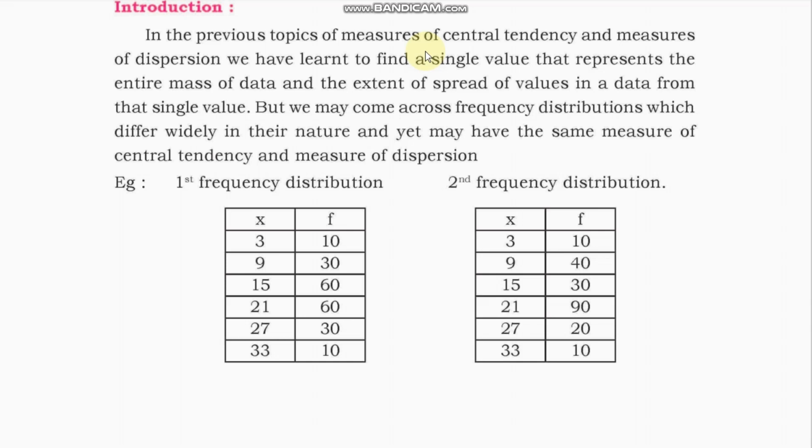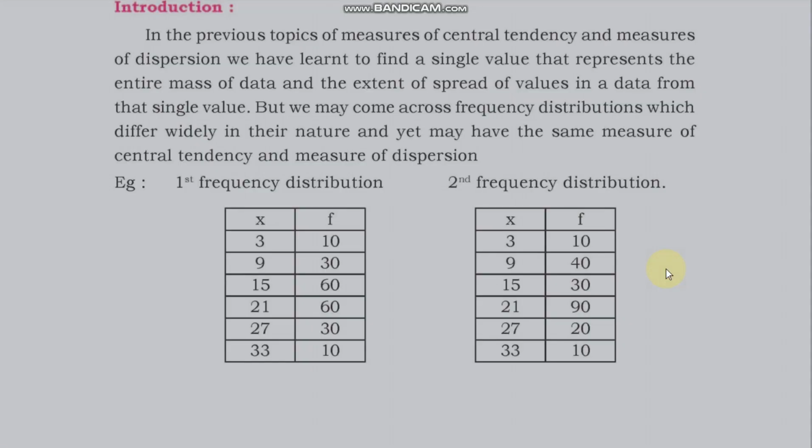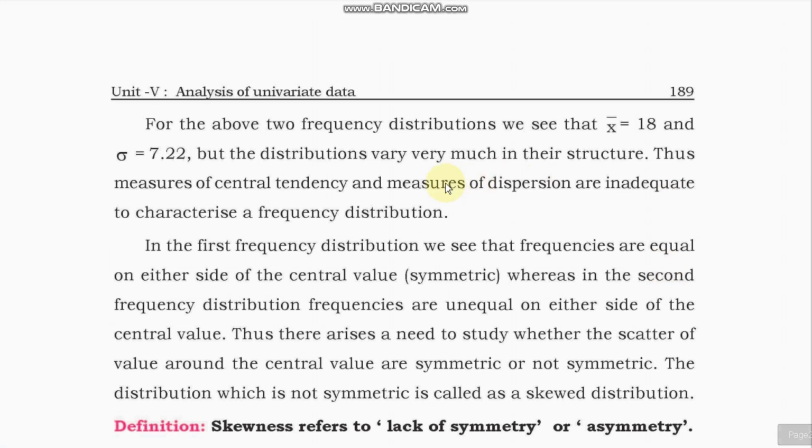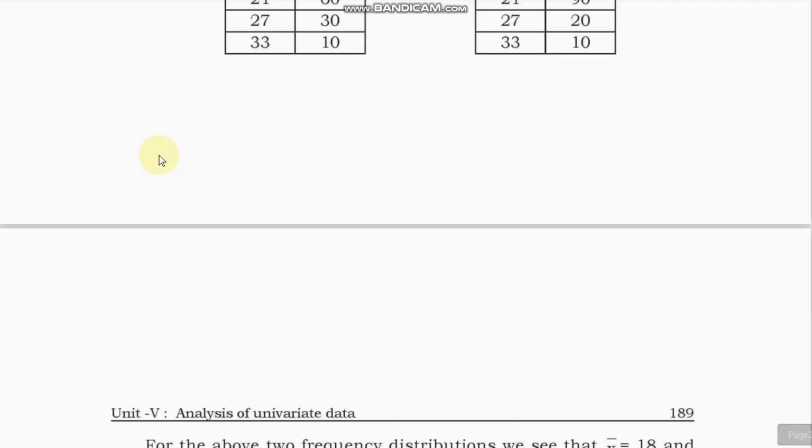or standard deviation value? For example, in the given two data sets here, x is 3, 9, 15, 21, 27 and 33. Frequencies are this here. Similarly, for the second distribution, you have different frequencies here. The mean and variance here for the two distributions are 18 and 7.22. Now, the two distributions have the same mean and standard deviation, but if you observe them here, the structure is very different.